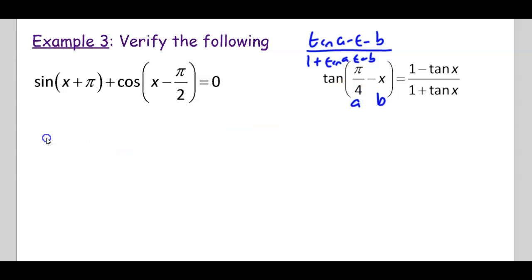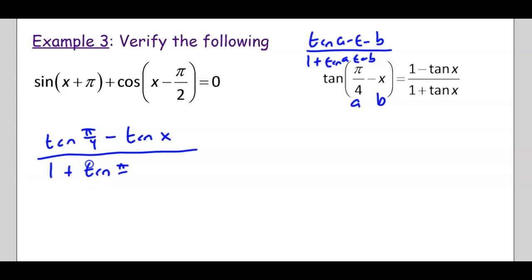So we're gonna have tan of pi over 4 minus tan of x all over 1 plus tan of pi over 4 tan of x, right? And all you do is literally write it down and just plug that in. And that's supposed to equal 1 minus tan x over 1 plus tan x. It's going to definitely equal.